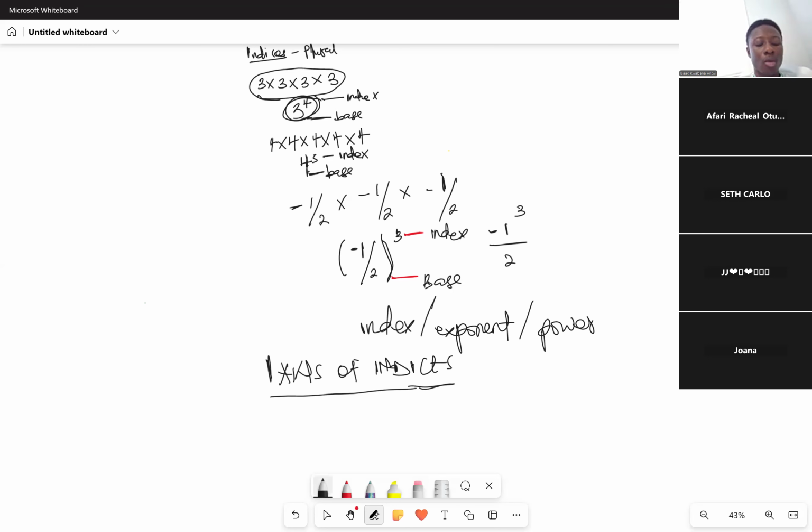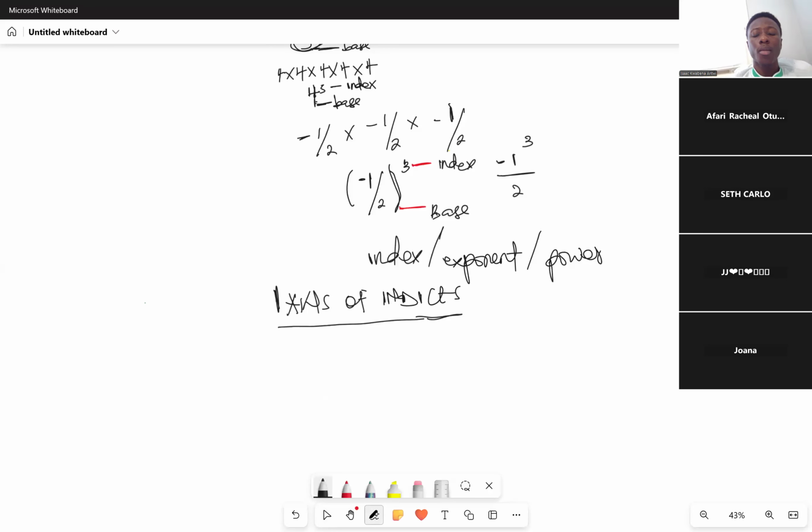All right. So there are three laws we'll be looking at. One of them is the addition law. So let's look at what it is. Law one.